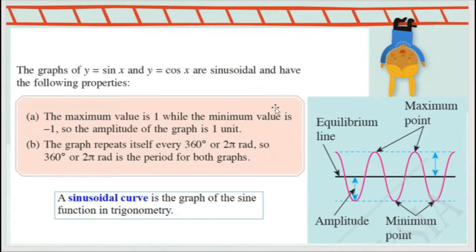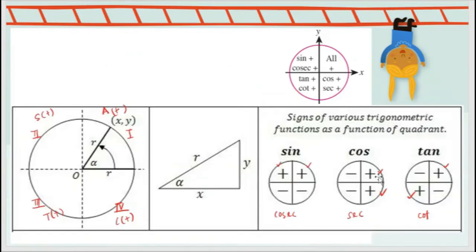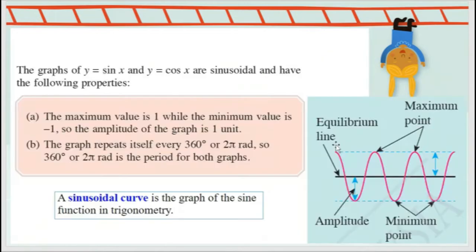So the graph of sine and cosine are sinusoidal. What does sinusoidal mean? A sinusoidal curve is the graph of the sine function in trigonometry. It's in this form. I believe you already learned it in your physics. So this one we call the sinusoidal graph. But why is the cosine graph a sinusoidal graph? Because it's the converse of the sine graph also. They are the same pattern, but for the cosine it is positive, negative, positive. Later I'll show you the difference.